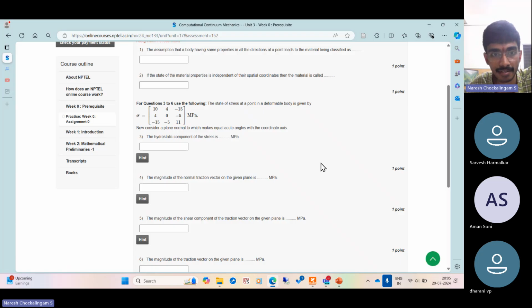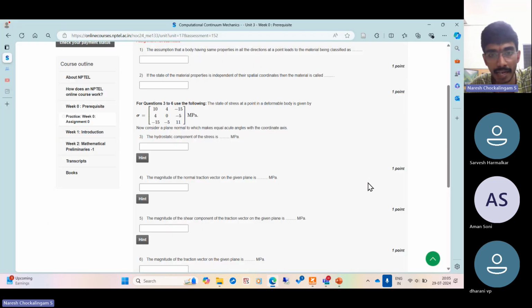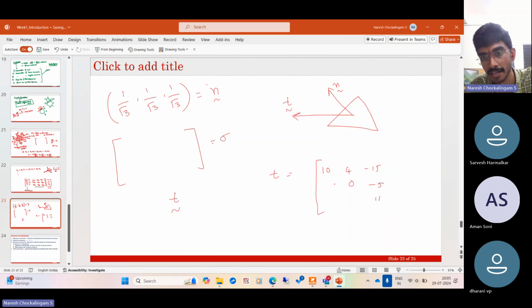Whatever that stress tensor is, 10, 4, minus 50, 0, minus 5, 11. So this has to be symmetric. So minus 50, minus 5. This is multiplied by the normal. What is the normal? It is 1 by root 3, 1 by root 3, 1 by root 3. We take 1 by root 3 commonly out. So this will be 1, 1, and 1.